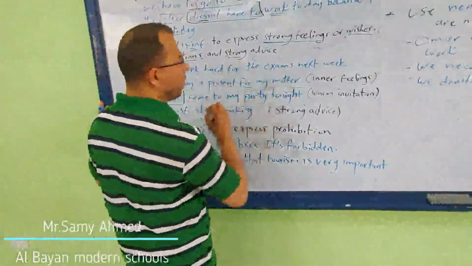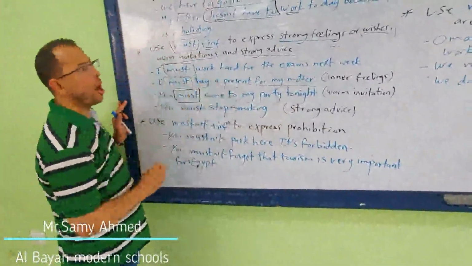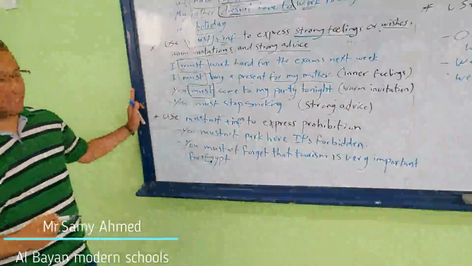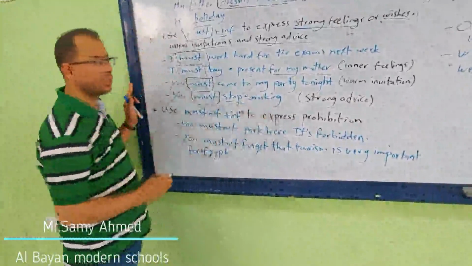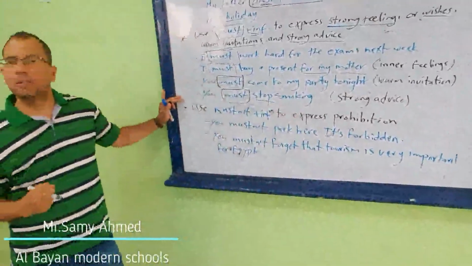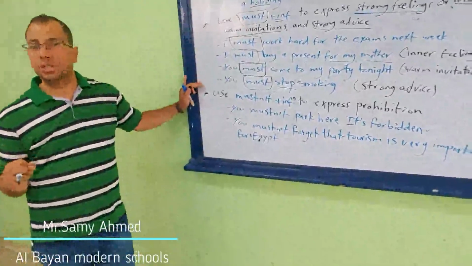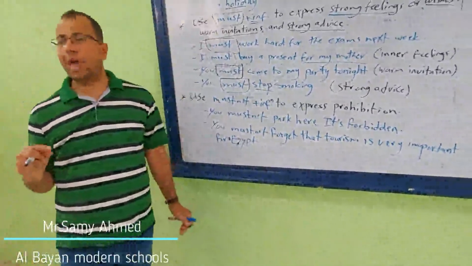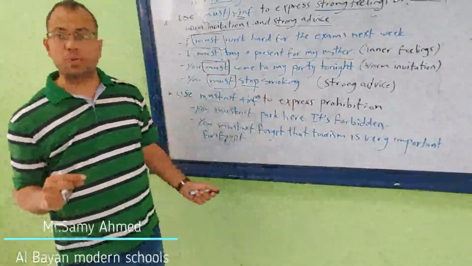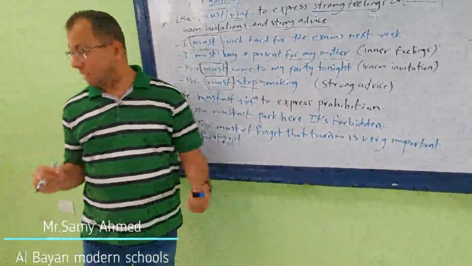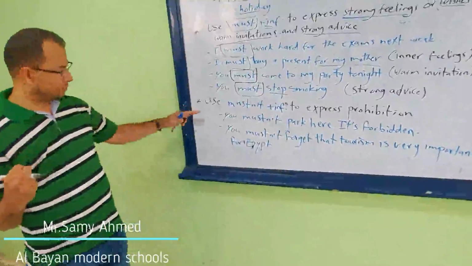Or strong advice. For example, I must work hard for exams next week. Or I must stop smoking. This is strong advice. When I tell my children to wash their hands before eating, I can say, you must wash your hands before eating. This is strong advice. It's not a rule. We do not have a rule which says that you must wash your hands, but it's strong advice.